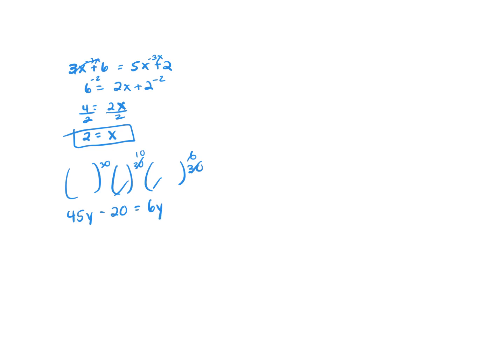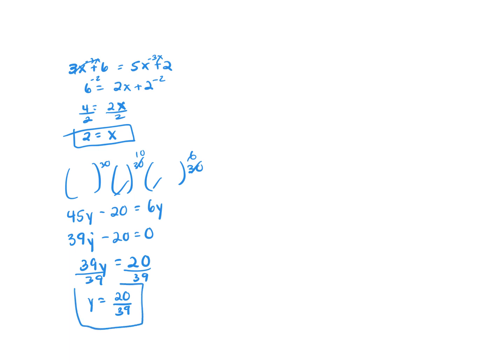And now what I'm going to do is subtract 6y from both sides, and that gives me 39y minus 20 equals 0. And now move the 20 to the right, add 20 to both sides. And now divide both sides by 39. So that's y equals 20 divided by 39.